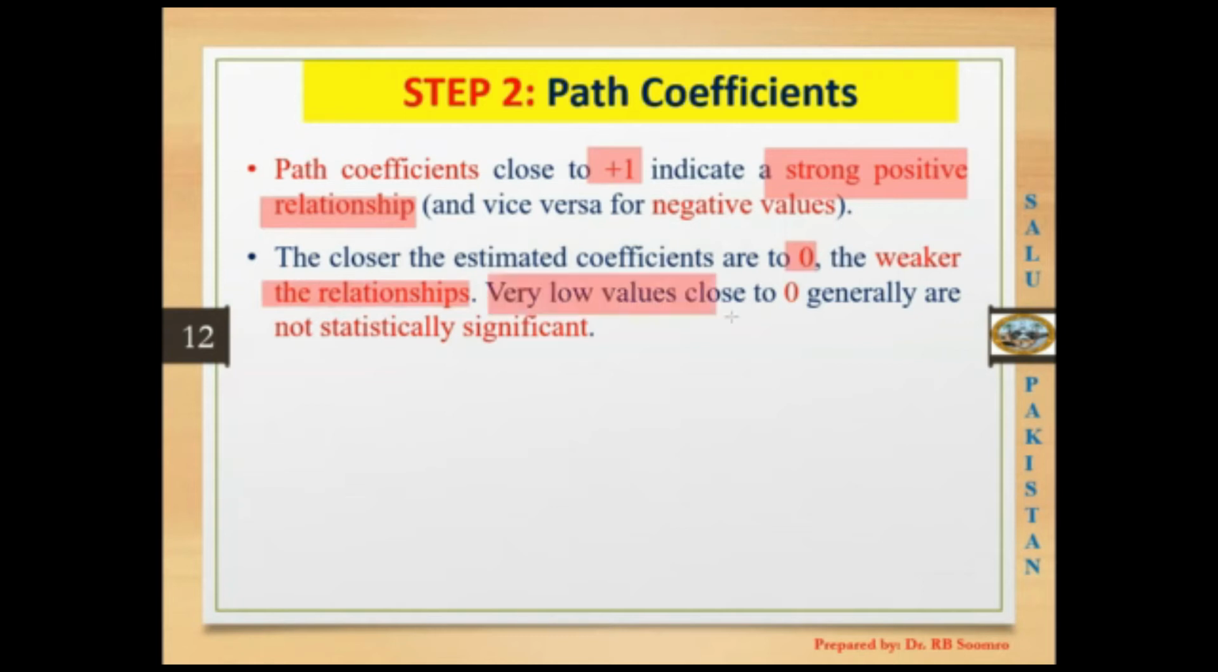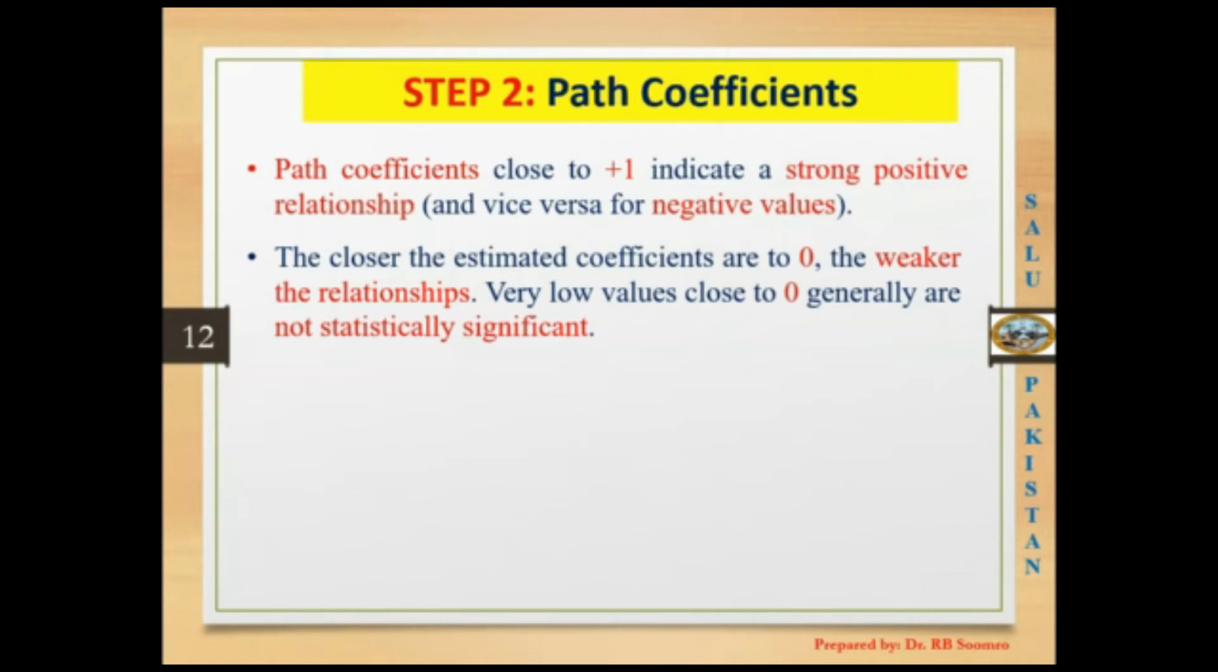Very low values close to 0 are generally not statistically significant. So now, if the relationship between the two values or two latent variables is 0, there is no relationship. On the other hand, the relationship is also statistically insignificant.